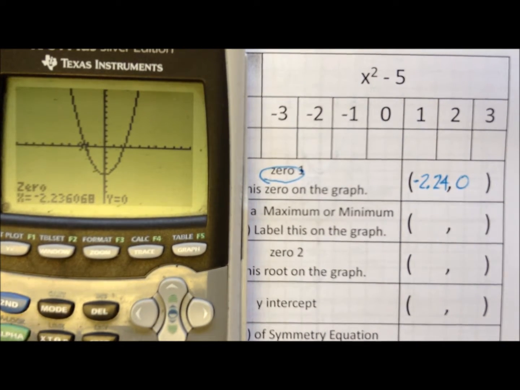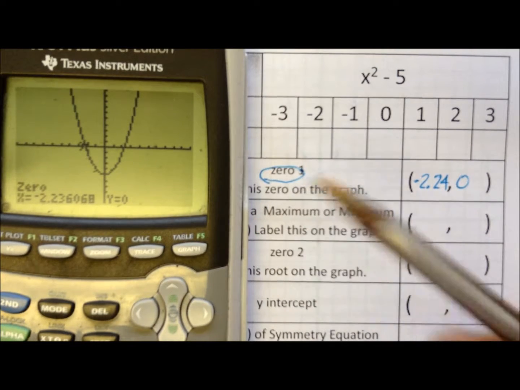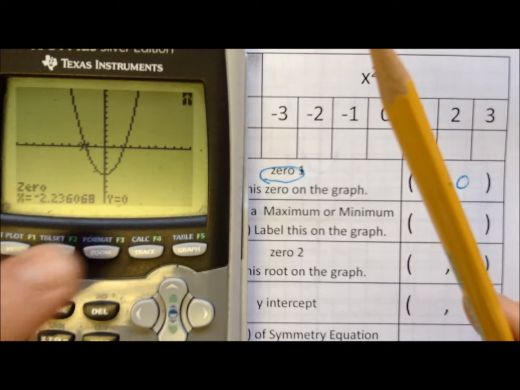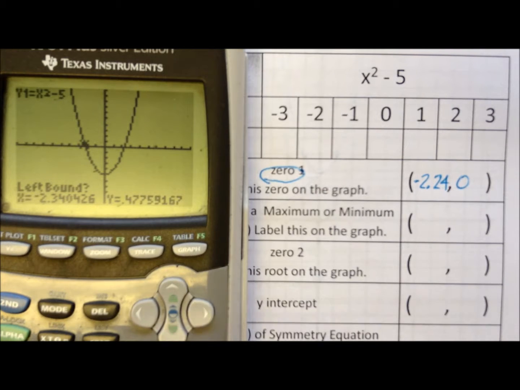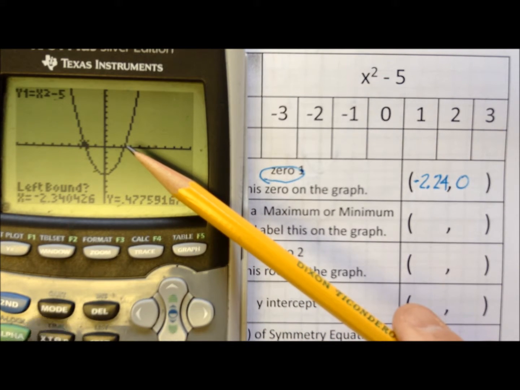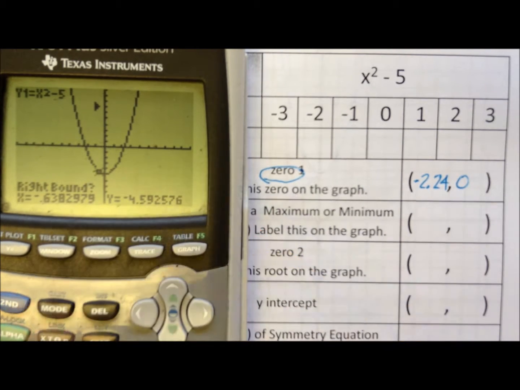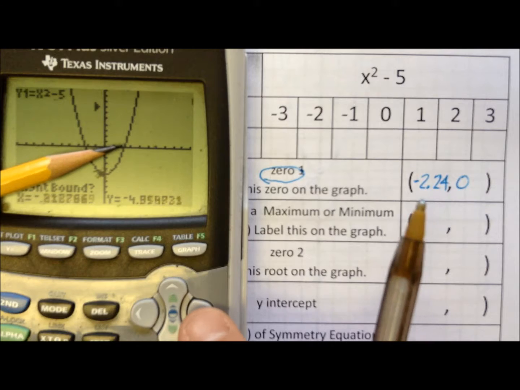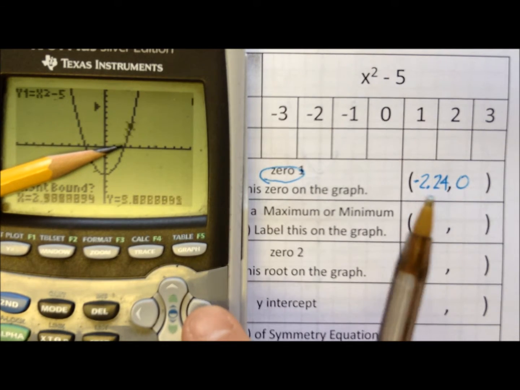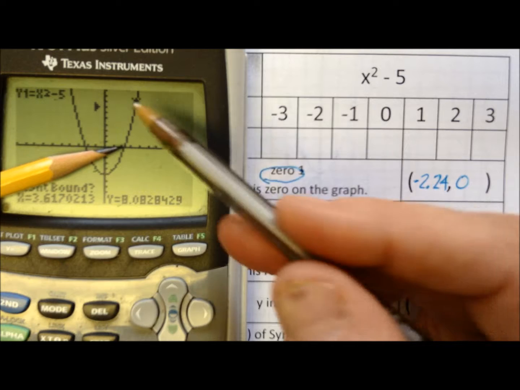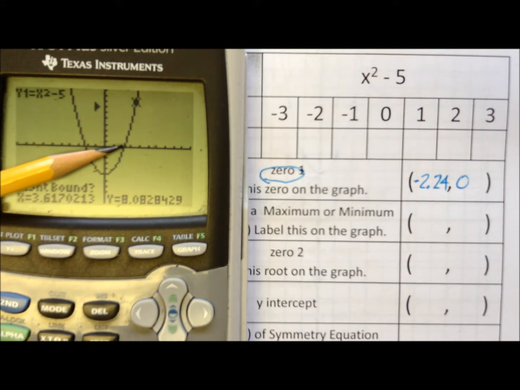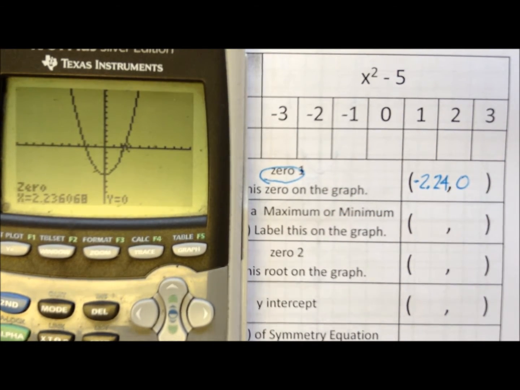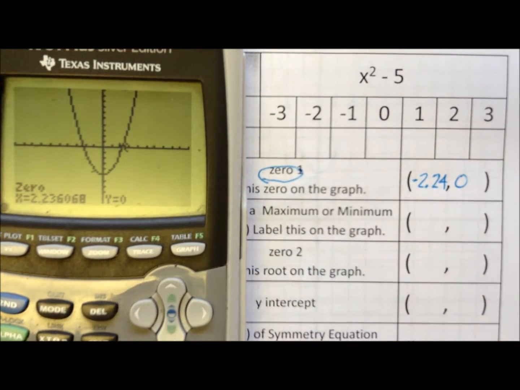And there it is. Now, in order to find the other one, I have to do the same keystroke a second time, which is second calc. I'm going to find the zero, but now I'm going to target this one over here. So I'm going to move my cursor, and it wants me to be left of it. So I can leave it right there if I wanted to. It's clearly to the left of that target point. So I'll hit enter. And now I want to move my cursor to the right of this point. So I have to get it to shift sides, and now it's clearly to the right of this point. So I'll hit enter, and I'll hit enter a third time, and it'll tell me where it crosses the x-axis.